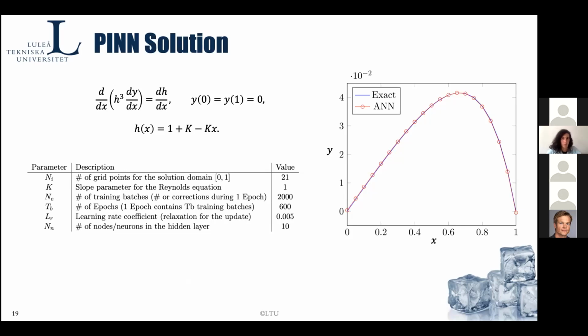Plugging all that into the same type of system as before, we can use this neural network, which is then physics informed through the cost function, to solve the Reynolds equation. And this is what it might look like if you just play with the code that I provided you with.